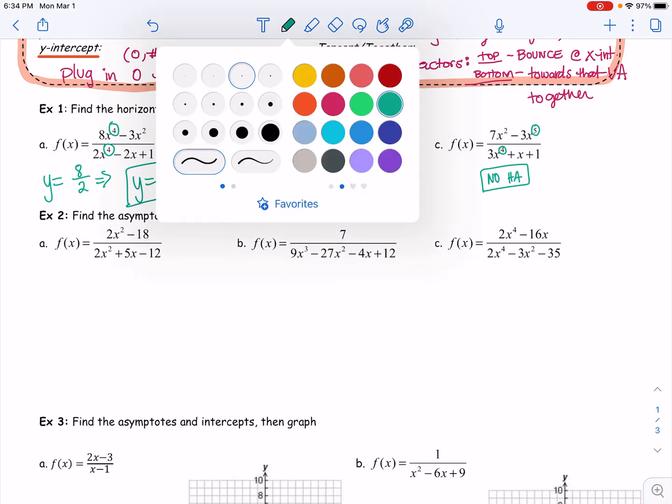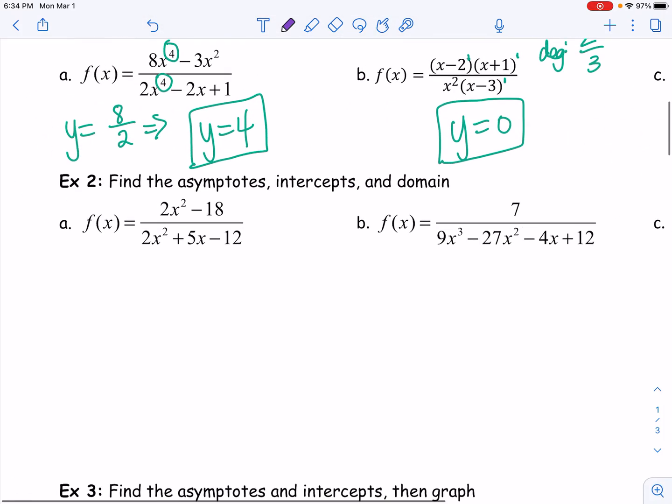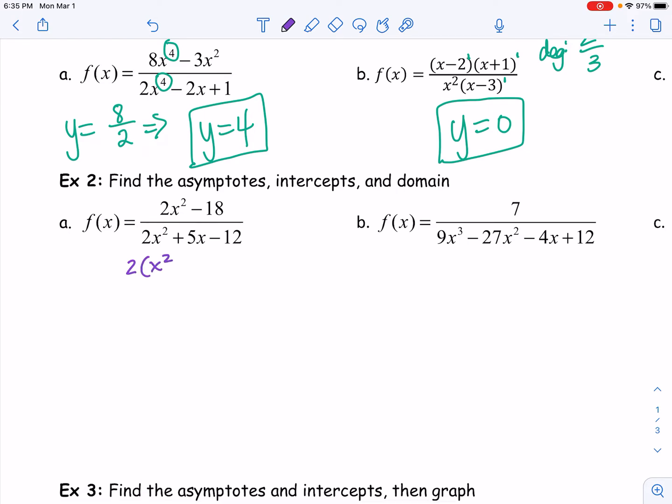So first thing I want to do is factor. First step in factoring, GCF. So the numerator is going to give me 2 times x squared minus 9. That's the difference of squares. So that's 2 times x plus 3 and 2 times x minus 3. I'm sorry, 2 times x plus 3 and x minus 3.